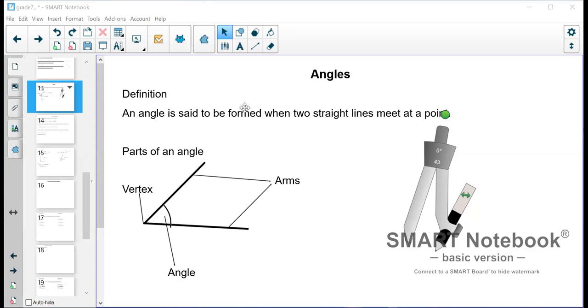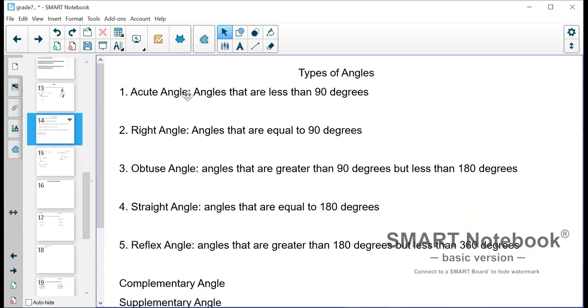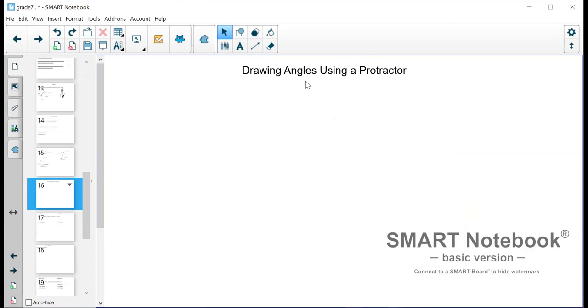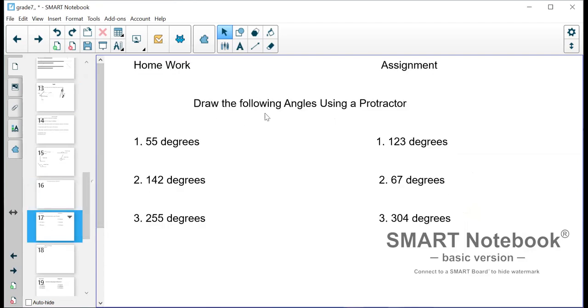Now, the last time we met, we looked at angles. We looked at the definition, the parts. Then we moved on to the types, the features of each type rather. And then we looked at some examples of what each type of angle looks like. And then we looked at drawing angles using a protractor. You were given homework and an assignment based on that.